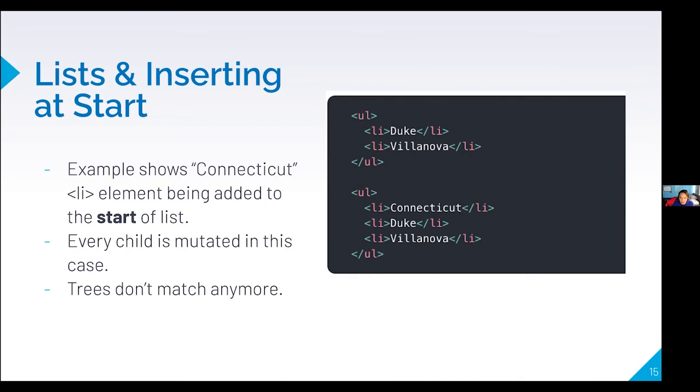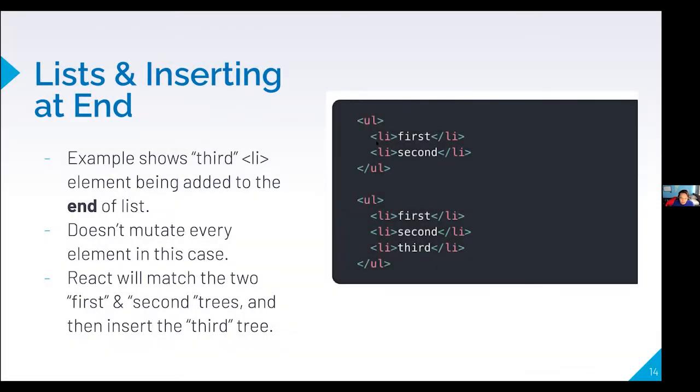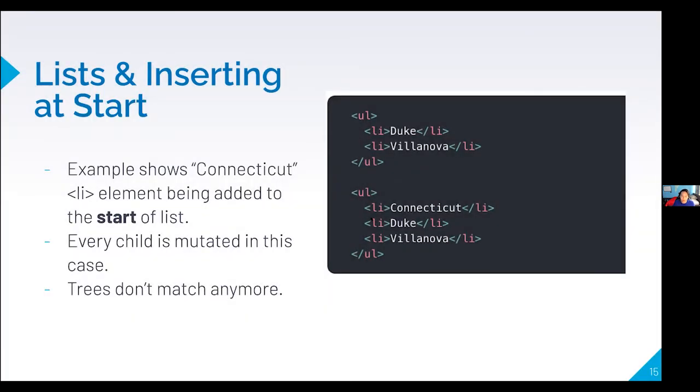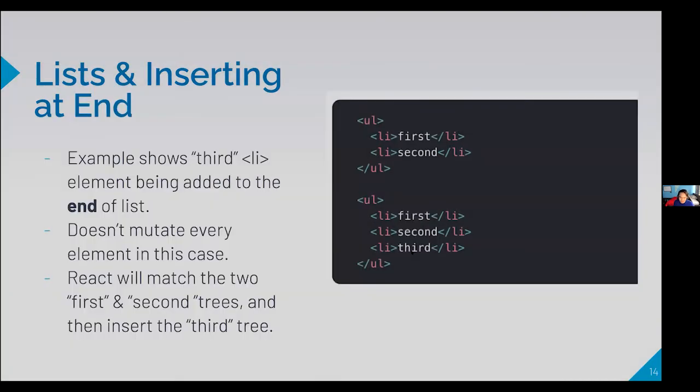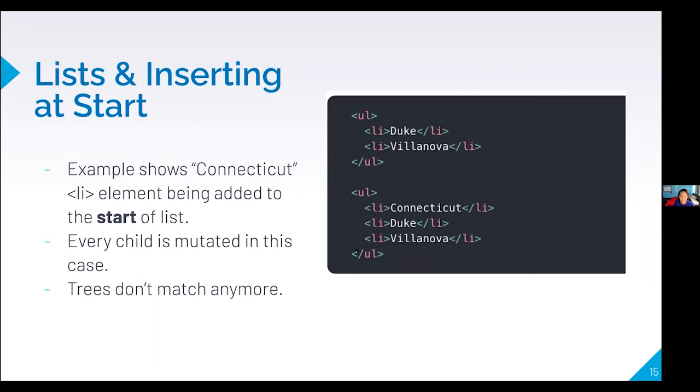If you look at the first example where it inserts at the end, first and first are in the same position, second and second are in the same position, and third is the new one. So it knows to just add that to the DOM. It doesn't re-render the whole thing. However, here, because we're adding Connecticut to the beginning of this list, it actually tells React to render the whole list over again. So instead of just adding one thing to the DOM, it adds these again.